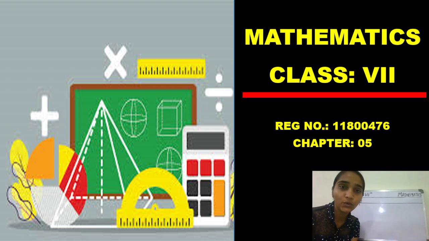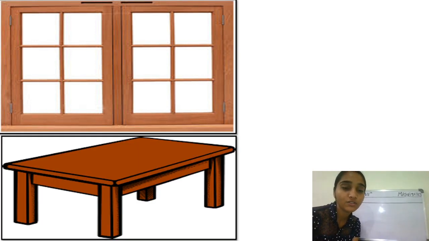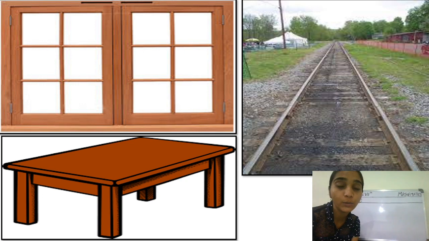I'm going to show you a few images, students. First of all, you have to name those images, okay? Just see this first one. Yes, it is a window. And what about the next image? Yes, it is a table. Very good. And what about this third one? Yes, that is the railway track.